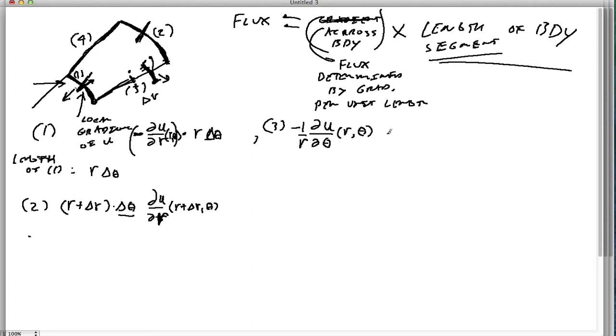Okay. So now for side 4, it's going to be very similar. Just like before with how the signs change, we're going to have a 1 over r, but it'll be a positive partial of u with respect to theta. But we're going to evaluate that at r and theta plus delta theta. All right, and what do we have to do to these? Oh, I'm sorry, I forgot one thing. We have to multiply by delta r, right? Because that was the length of the boundary side here. And the same thing here, we're going to multiply by delta r.